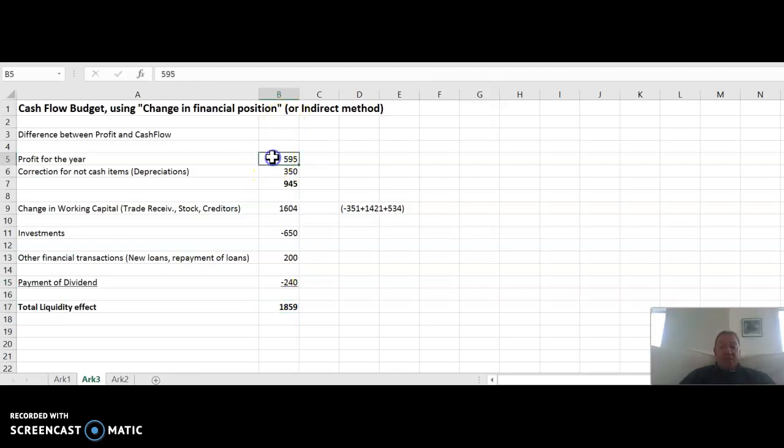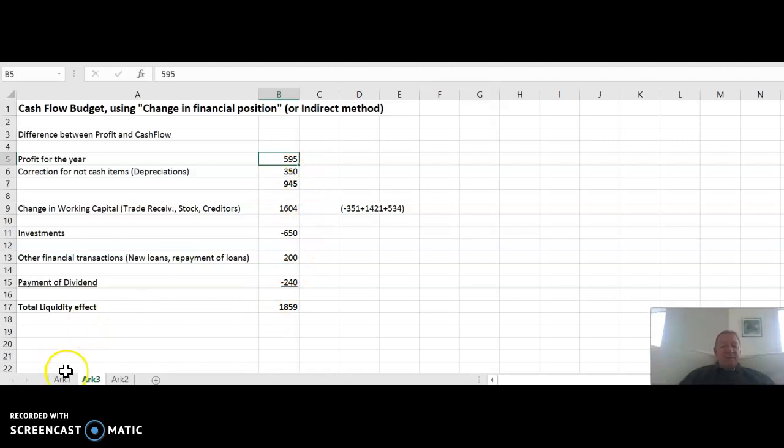So we had a profit in our income statement of 595, but because of all these corrections to the liquidity, we end up with a liquidity effect during the year much higher than the profit of 595. We end up with a plus of 1859. This way of doing the liquidity budget was in fact maybe easier to understand. Start with the profit for the year and then end up after all these corrections.